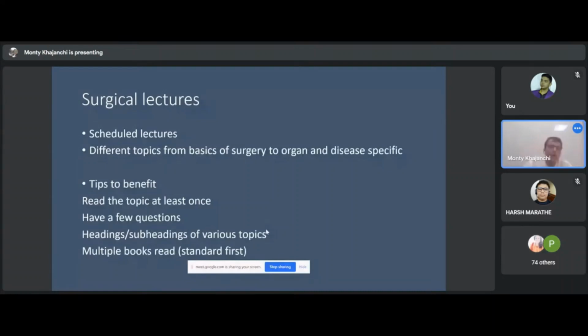You will read only one book, maybe Bailey's for surgery. Read that book, and whatever data or points you have captured from other books, write it and paste it into that one book. Those are a few tips from the surgical round.